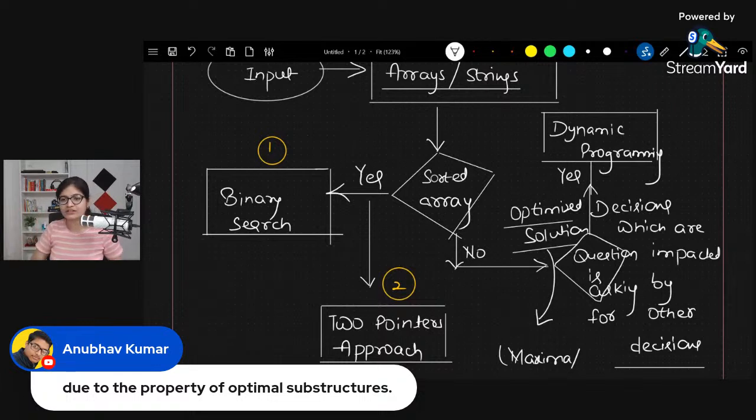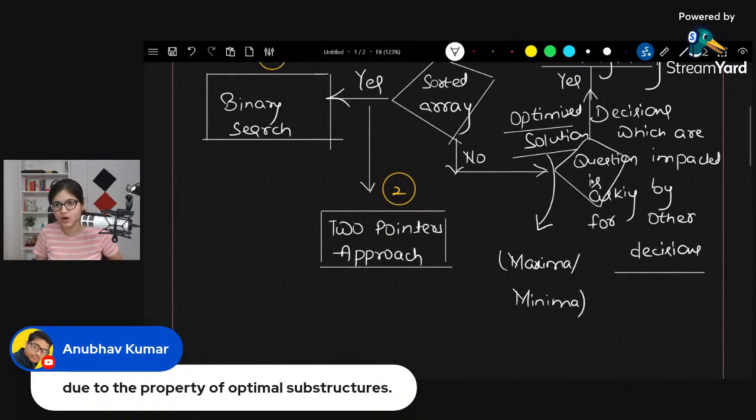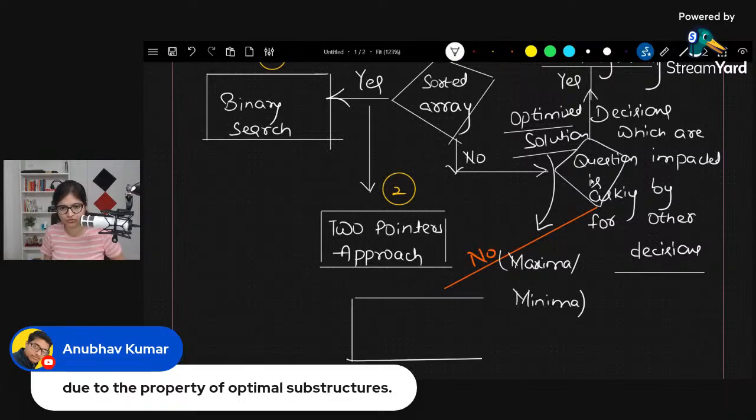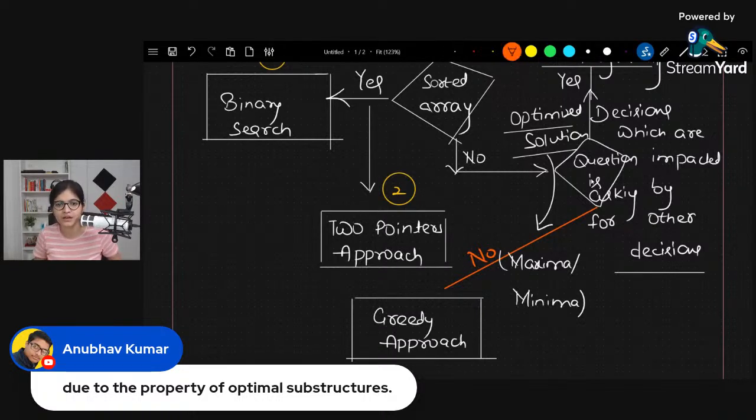If that is not the case, if the decision is simply yes or no, then you will go for a greedy approach. So always remember, to get an optimized solution, the maxima or minima, we have two ways: either DP or greedy.